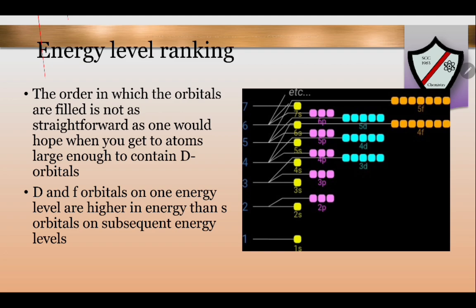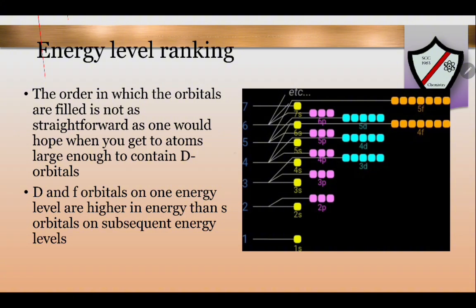The order in which the orbitals are filled is not as straightforward as one would hope when you get to atoms large enough to contain the d orbitals and the f orbitals. D and f orbitals on one energy level are often higher in energy than s and sometimes even p orbitals on subsequent energy levels. And so the ranking of the total energy of each orbital is not quite as straightforward as you would think.